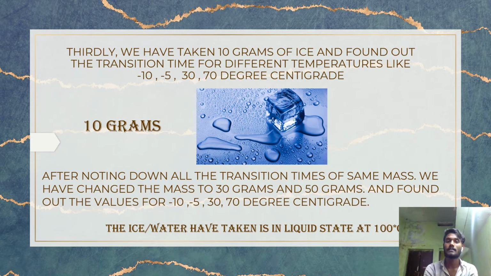Thirdly, we have taken 10 grams of ice and found out the transition time for different temperatures like -10, -5, 30, 70 degrees centigrade at 10 grams of mass. After noting down all the transition times of the same mass, we have changed the mass to 30 grams and 50 grams and found out the values for -10, -5, +30, +70 degrees centigrade. The ice or water we have taken is in liquid state.